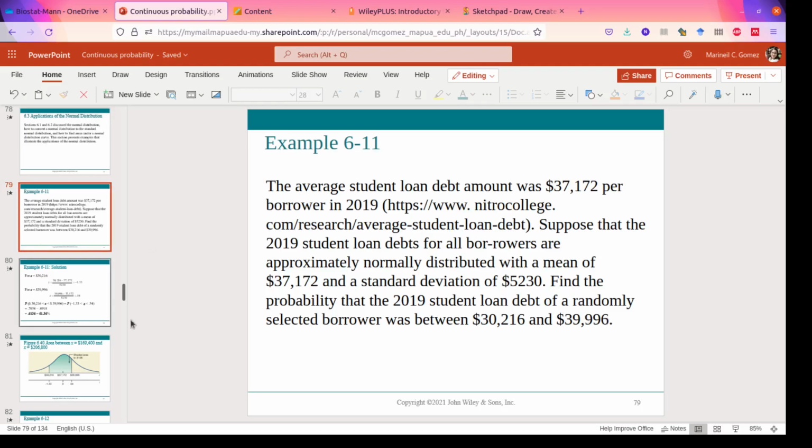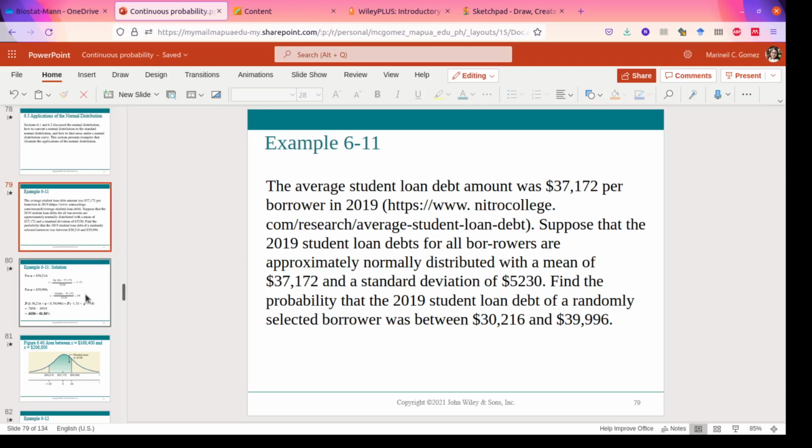So if we analyze here, you have a normal distribution, and the average, the mu, is 37,172, and the standard deviation is 52.30. So our x values are 30,216 and 39,996. So we are looking for a value between 30,216 and 39,996.